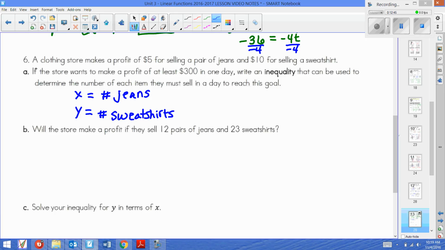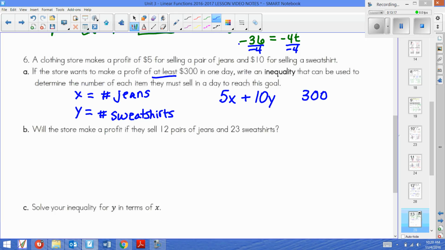Let's read the problem again. So if a clothing store makes a profit of $5 for selling jeans, to me, that means $5 for every pair of jeans, 5x. And, okay, so we're going to be adding $10 per sweatshirt. And they want to make at least $300. So 300 will go over here.